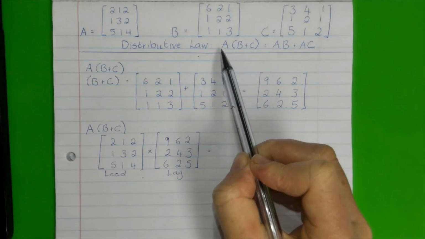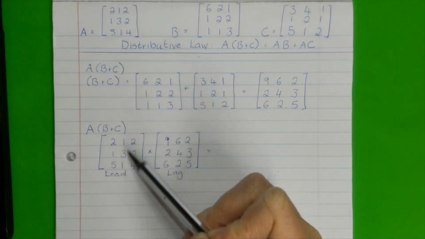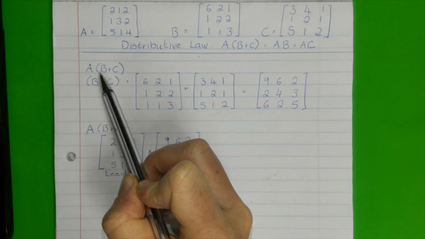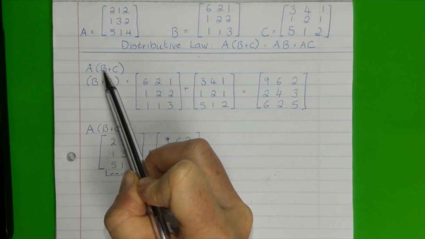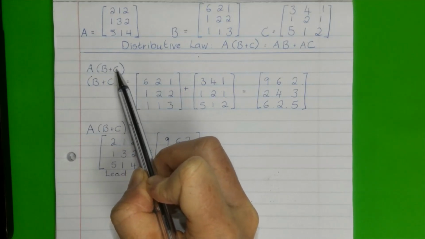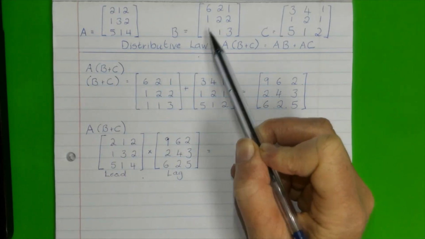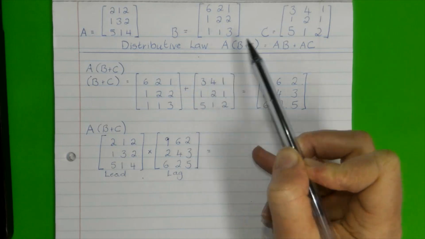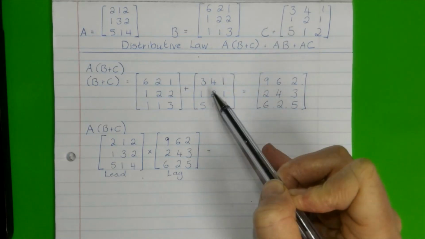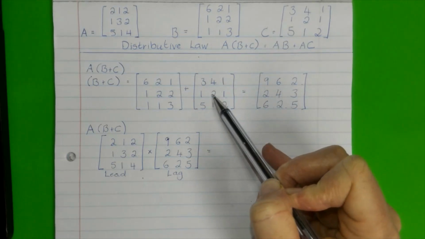So, starting with this calculation here, our starting point will be adding together matrix B and matrix C. So that's what I've written out here. I've got matrix B written out here and matrix C written out here.